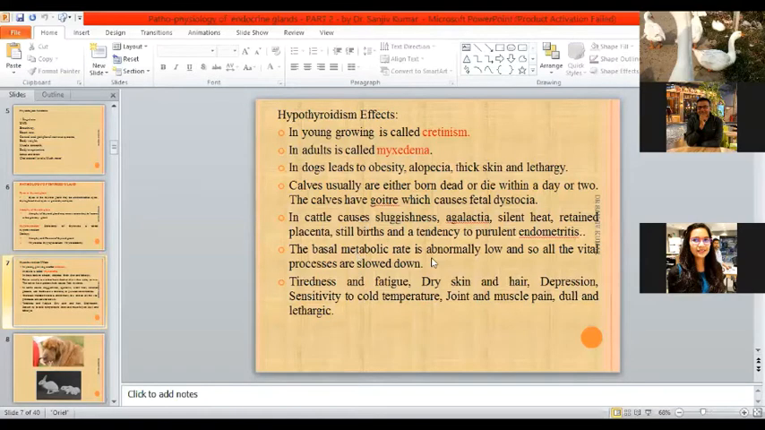Since the BMR is abnormally low, the metabolic activity of the body is very slow. There will be a feeling of fatigue, the skin will become dry, the animal will be depressed, more sensitive to cold temperature, and there will be pain in the joints and muscles. So these are some effects due to low secretion of thyroxine.